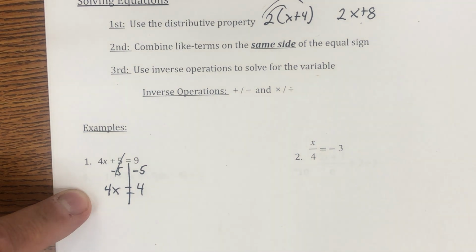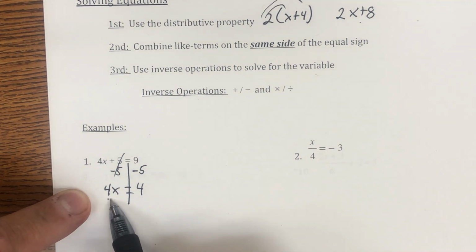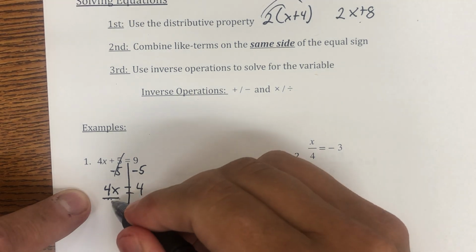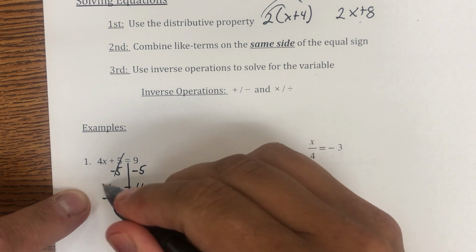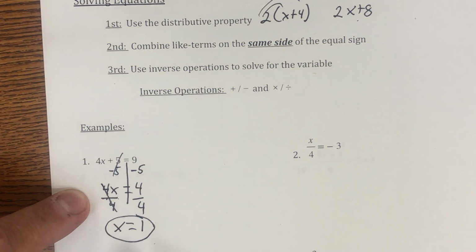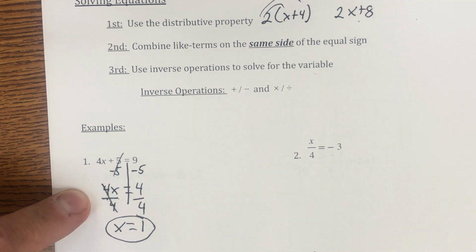5 minus 5 cancels, and we get 4x is equal to, 9 minus 5 is 4, and 4x equals 4. 4 times x. Opposite of times is to divide. So I'll divide both sides by 4. The 4's cancel, and x is equal to 1. We found the solution. If I put 1 back in, it would make it true.